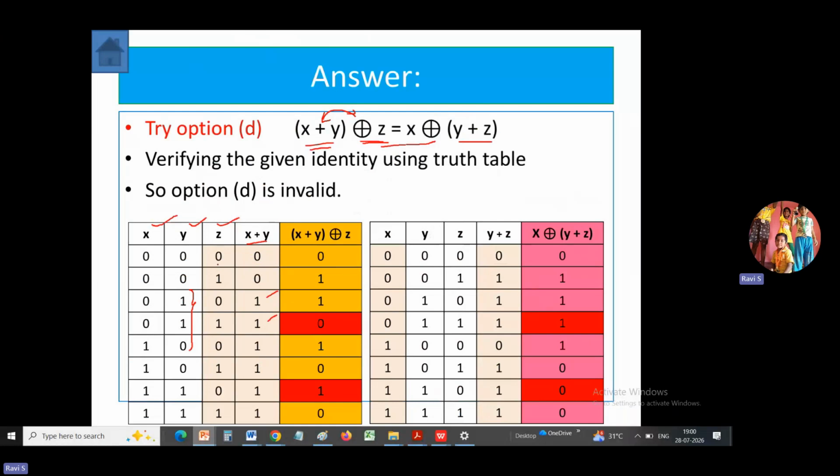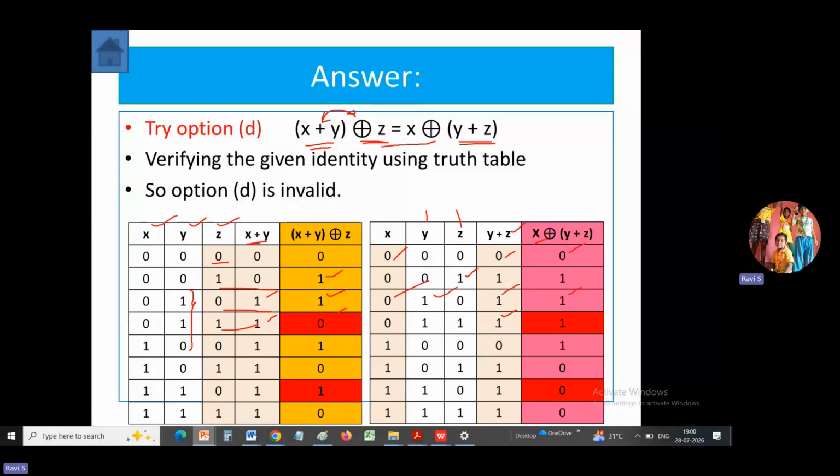So performing XOR between (x OR y) and z means when the inputs are different, output is going to be high. When the inputs are same, then output is going to be low. In that way, we complete this table. Coming to the right hand side, we perform OR between Y and Z, so these two columns, Y and Z. We perform the OR operation. Any one of the inputs is high, output is going to be high. Now we perform XOR with the X. Here it is. When inputs are same, output is going to be low. When the inputs are different, output is going to be high.